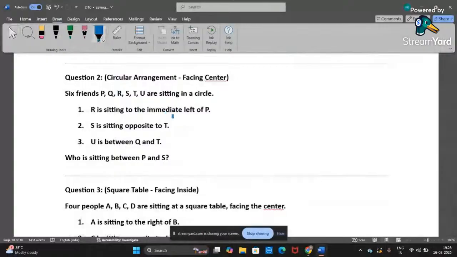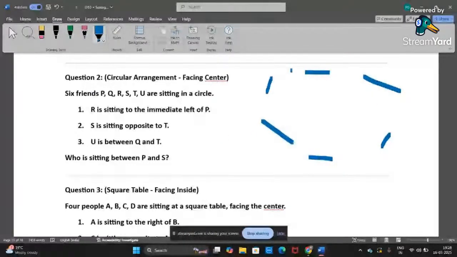Six friends P, Q, R, S, T, U are sitting in a circle facing center. Six members, right? This is how they are sitting and facing towards the center. R is sitting to the immediate left of P. So P is sitting here. P's immediate left means R is here, right?